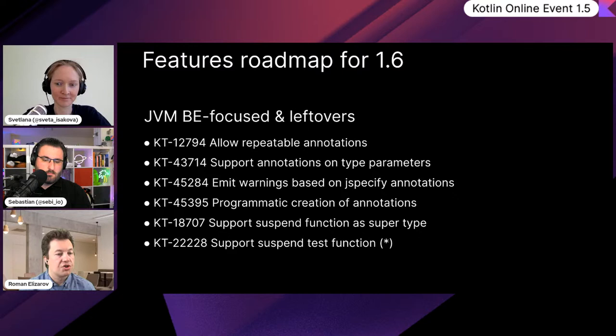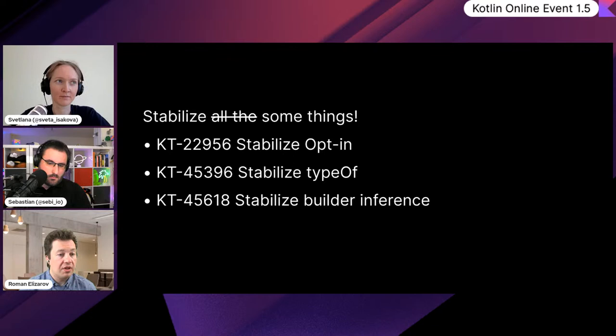So when we plan features, we try to save our front-end team from doing lots of work so they can complete the front-end that I think most people are waiting for, just to get faster compilation and a faster IDE. However, we do want to stabilize things. Ideally, we want to stabilize all the things, but we have to content ourselves with stabilizing some things. There's lots of unfinished work, even big work, that has been in experimental state for quite a long time. So again, we've looked at that and picked three big directions for stabilization.